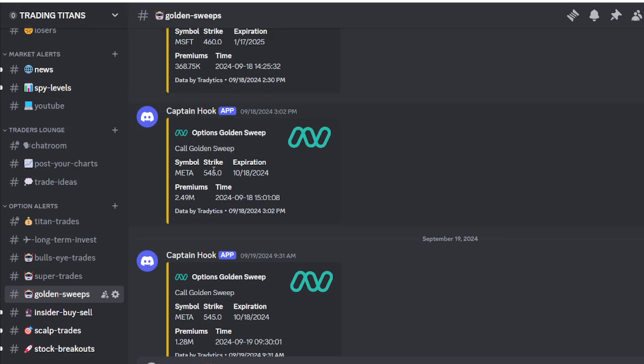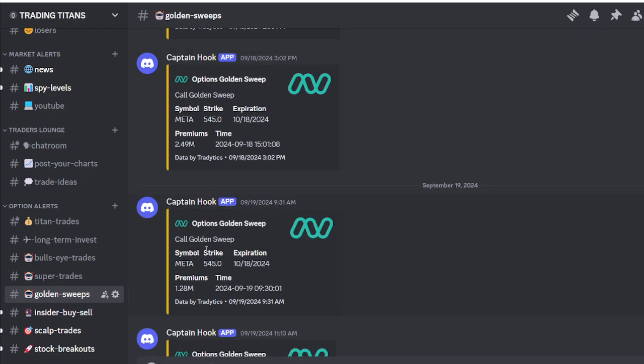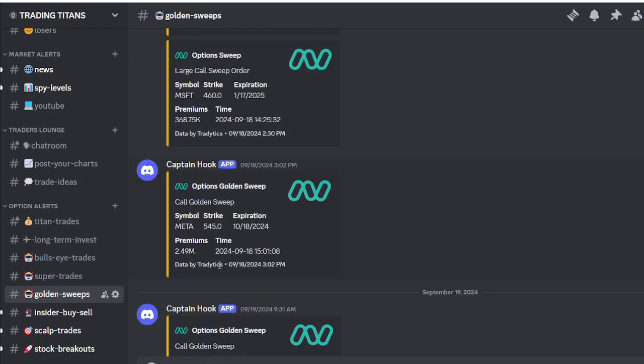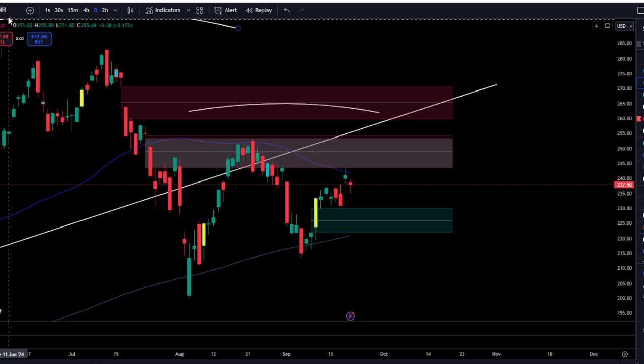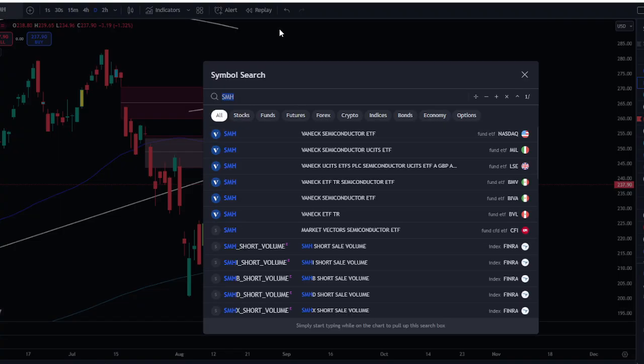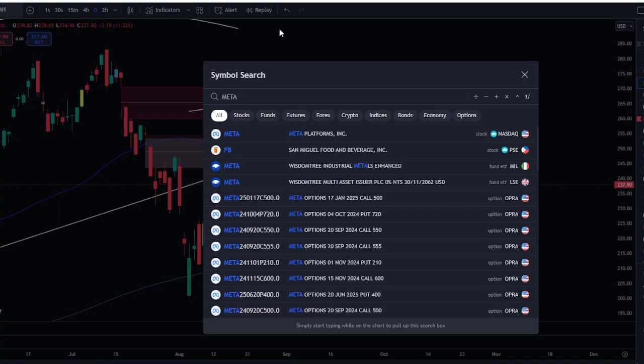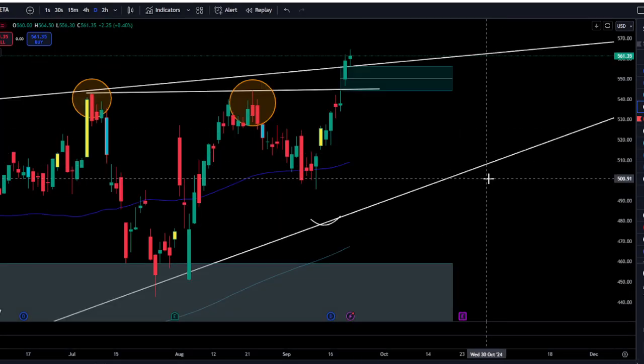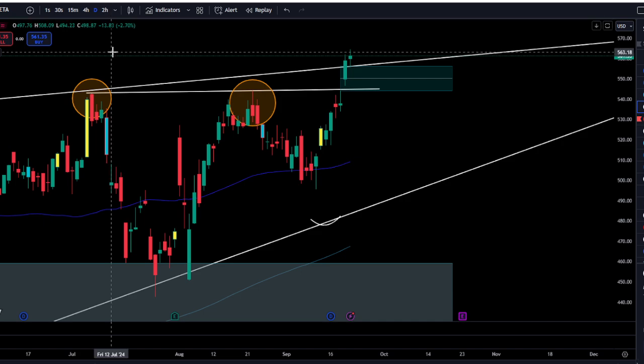Meta has been an absolute monster. 545 calls for October 18th. These are definitely in profit. We can look at Meta real quick, and you'll see those contracts are deep in profit. Meta is at 561 right now. Meta has been an absolute beast.